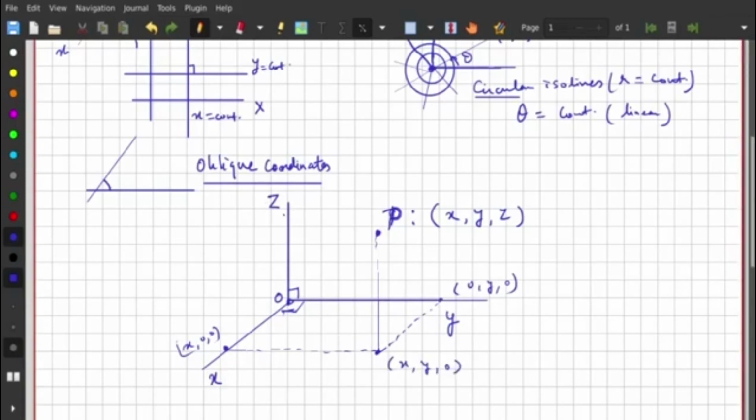0. And similarly, if you draw, this is 90 degrees. This point is 0 comma 0 comma z. So you see this length is x, this length is y, and this vertical height is z. So that's a general representation of a point in Cartesian coordinates.